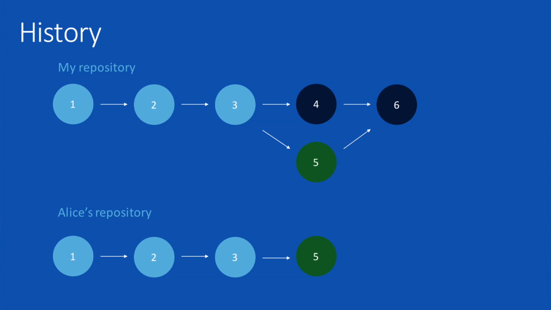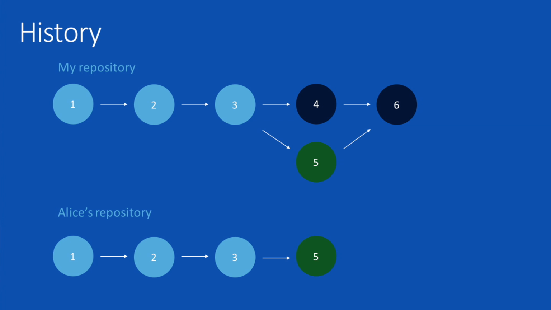Okay? Now, if we both want to start making changes, I can make a change and commit it to my local repository. It's built on top of those last ones. Alice does the same thing at the same time. Now, when I want Alice's changes, I want to bring those into my repository.